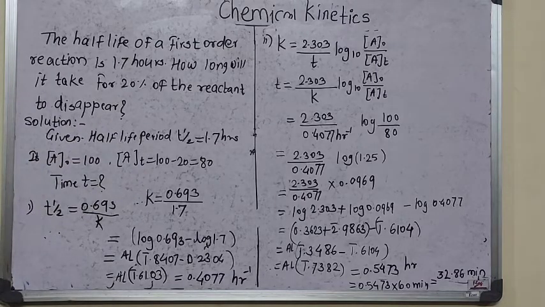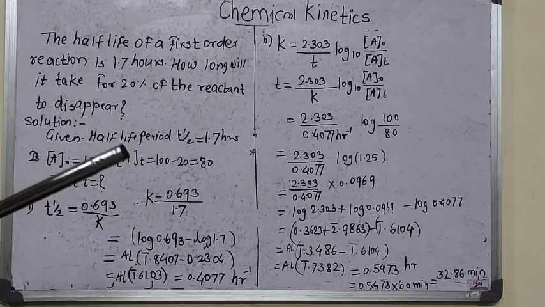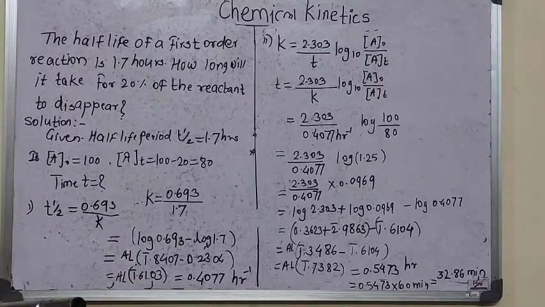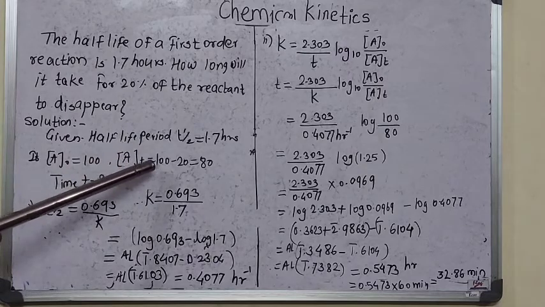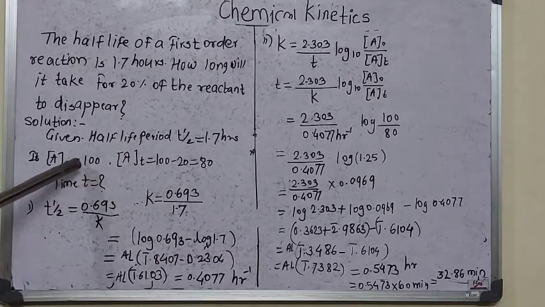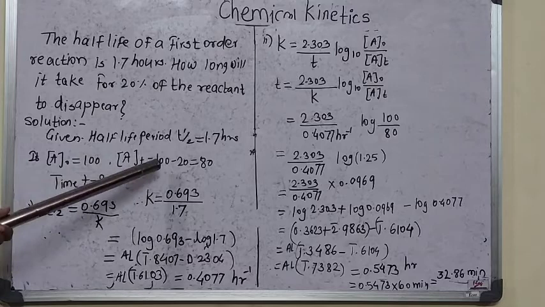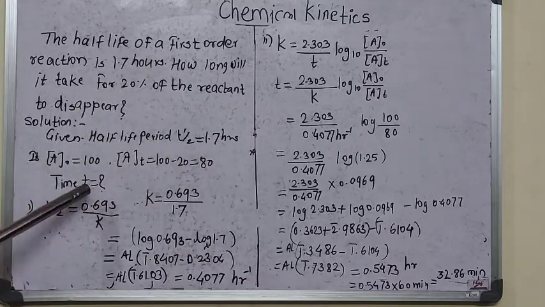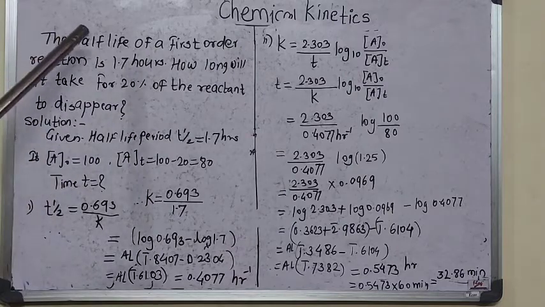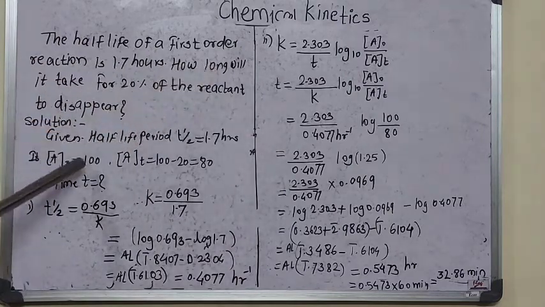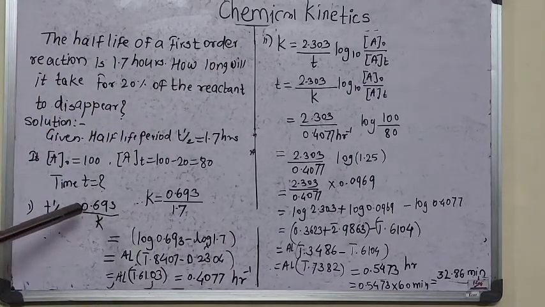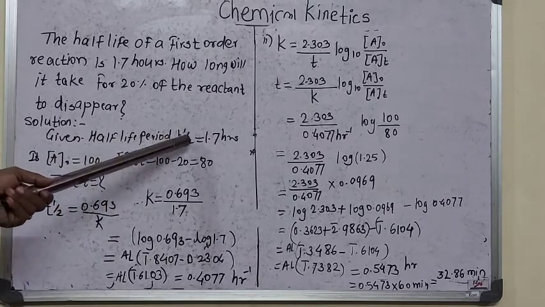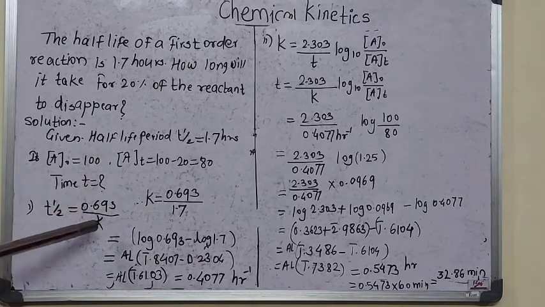So 20% of the reactant disappears. After time t, the reactant concentration remaining is given by At. So here we write that initially A0 is equal to 100, so At is equal to 100 minus 20, which is 80. And we have to calculate how long, so we have to calculate the time. The half-life is given, so from that we can calculate the rate constant, that is K.